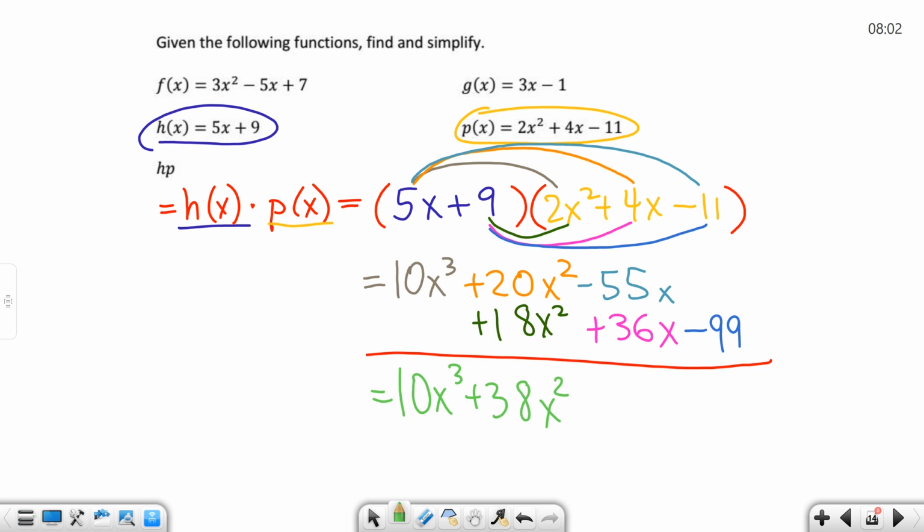Then we have x's, right? Like term is going to be a like term. It's going to be an x. But I have minus 55 plus 36. So how far is 35 from 55? 20, and it's one less than that.